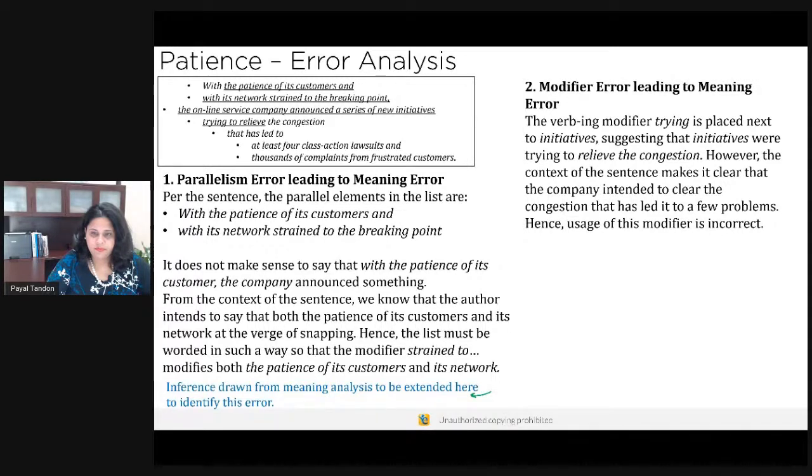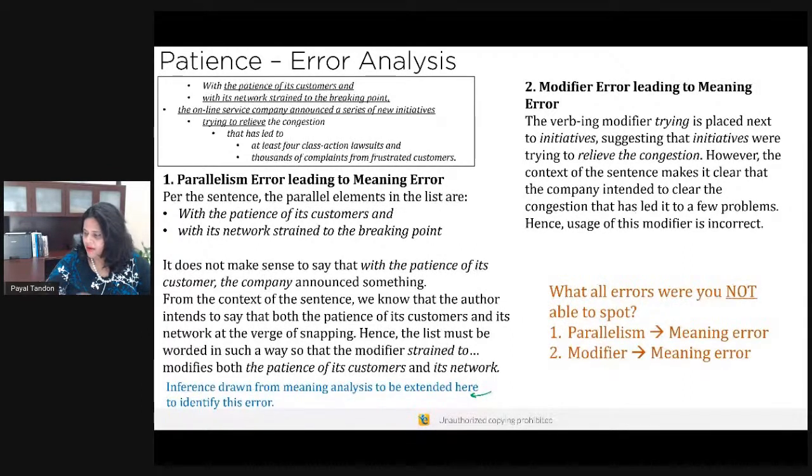So that's your second error. Now, what errors were you not able to spot? You need to question yourself. When you read the solution, you need to question yourself: now that I've read the solution, I understand that these errors exist, but when I solved the question, which errors was I not able to identify? Okay, so parallelism meaning error, Samresh wasn't able to identify that. Okay, good. So again, self-critique is very, very important.